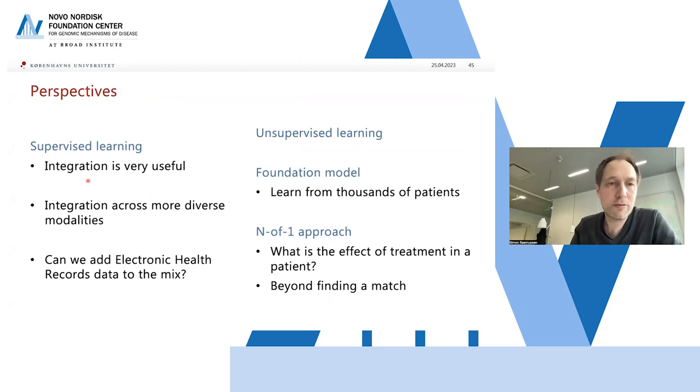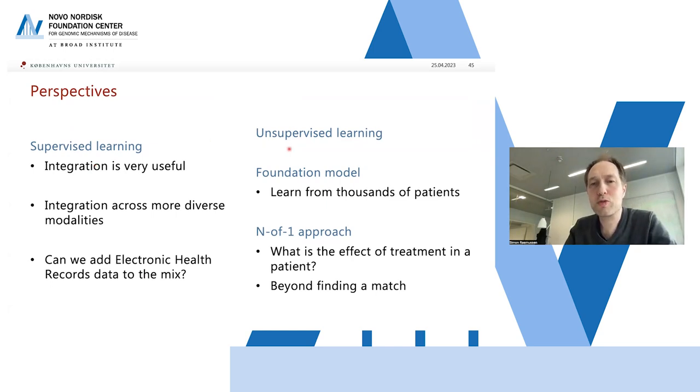For the supervised learning, I think this is kind of straightforward, and very useful. We can do integration across diverse modalities. I think it will be very interesting to see if we can add electronic health records into the mix and also include time as well.